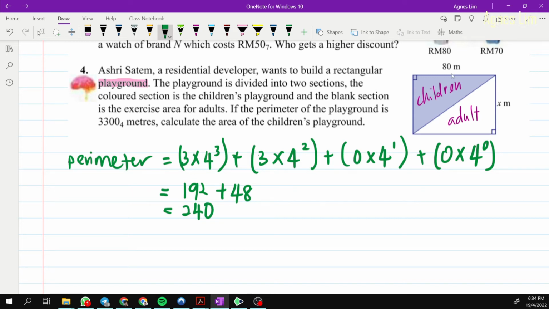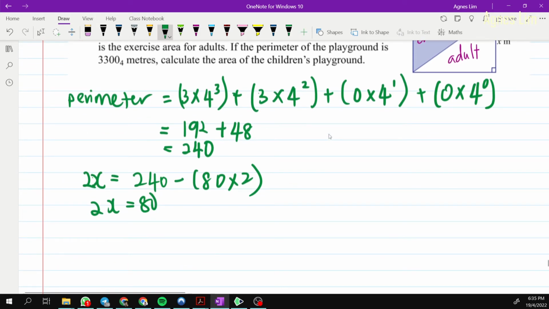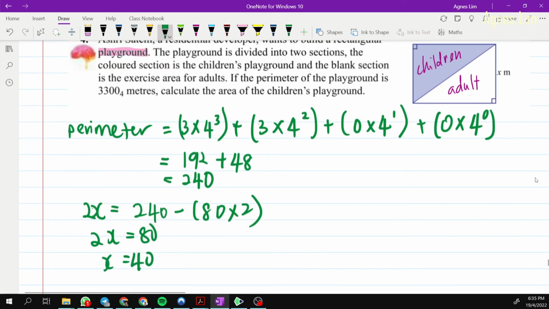Alright, one of the sides is already given, which is 80. We know that the perimeter of this rectangle will be 240 minus 80 multiply 2. So 2x, you get 80. And then x, you get 40. So you know that the x is 40.